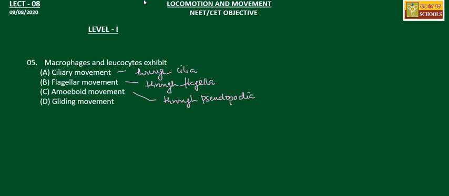Coming to the gliding movement, the gliding joints will form that gliding movement. When the flat bones move one above the other, something like this, this is what we call the gliding movement. These gliding joints are seen in case of the carpals and tarsal bones.